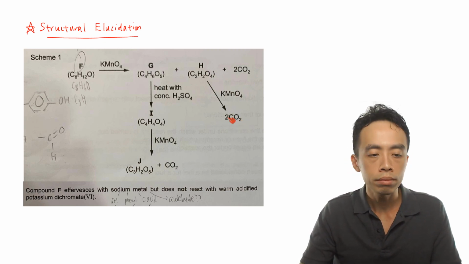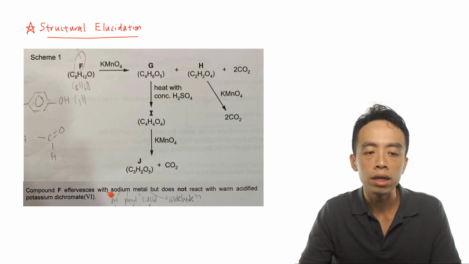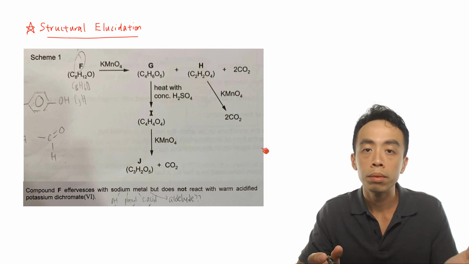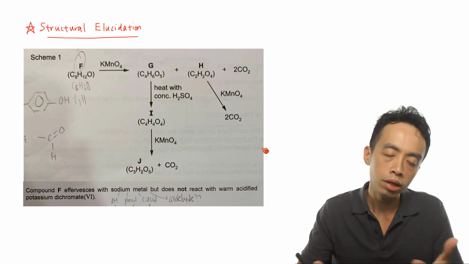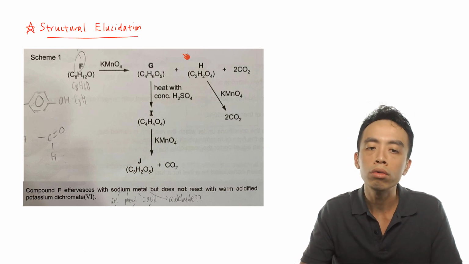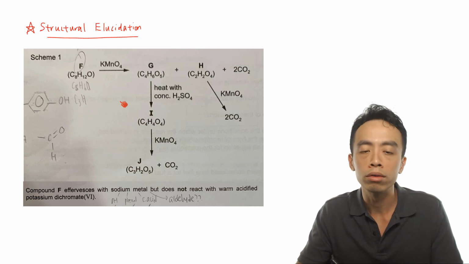Also given, compound F will effervesce with sodium metal, but does not react with warm acidified potassium dichromate. So we want to explain all the observations given here, and ultimately identify all these unknown compounds, and then piece everything together to form back compound F.